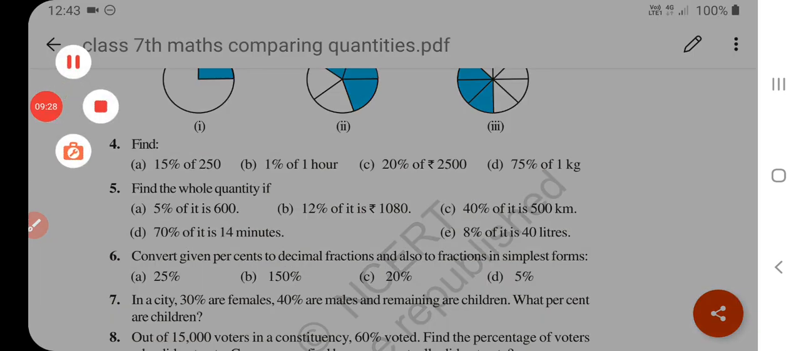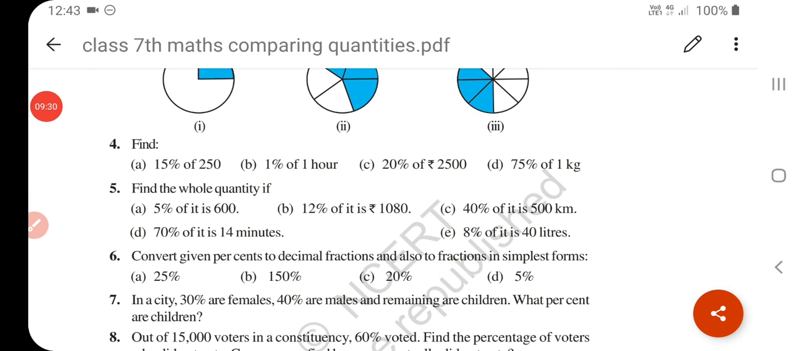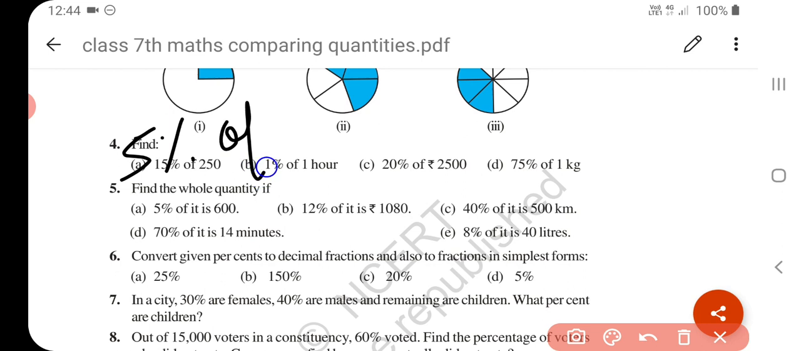Okay student, question number 4 you have to complete this way. Now question number 5, find the whole quantity if 5% of it is 600 rupees. Means we have to find the whole quantity. What is your whole quantity? 5% of x is equal to 600. It's given 5% of the whole quantity is 600.